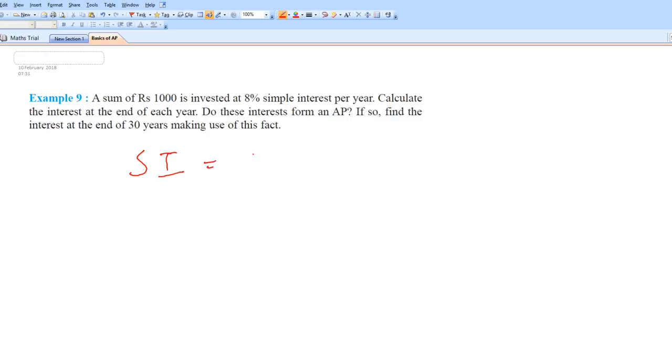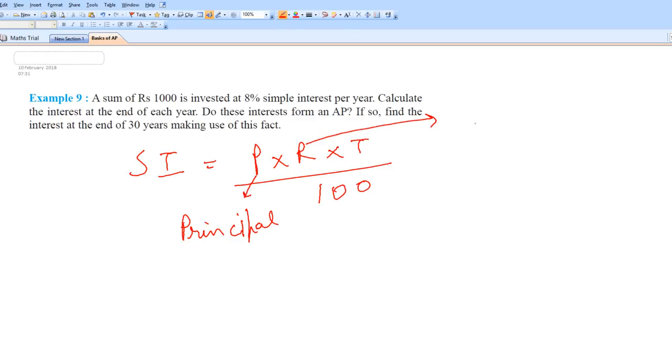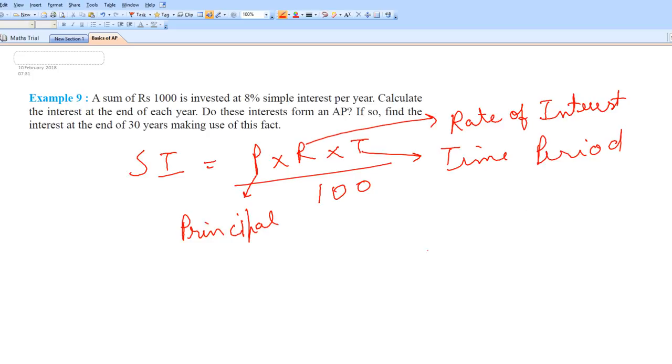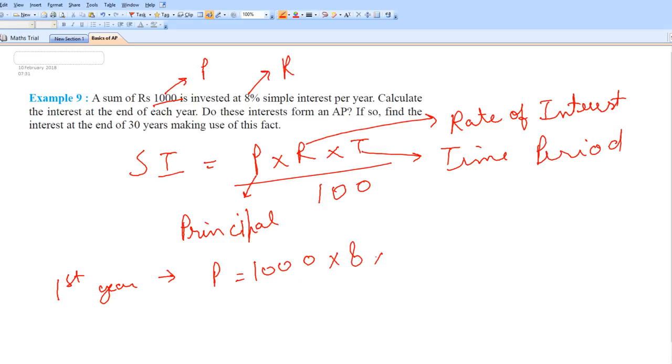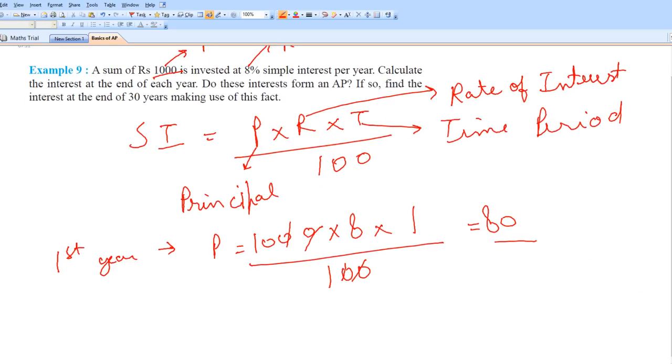I hope simple interest concepts are clear, but if they are not, simple interest is equal to P into R into T upon 100, where P is the principal amount, R is the rate of interest, sorry for my handwriting, T is equal to time period. So let's say after the first year, P will be 1000, since this was the amount invested, this will always be the P value, and this is the rate of interest, so it will be the R value. R is 8, and since it is only 1 year, T will be equal to 1. So the interest amount will be 80 rupees. So after the first year, I have an interest of 80 rupees only.